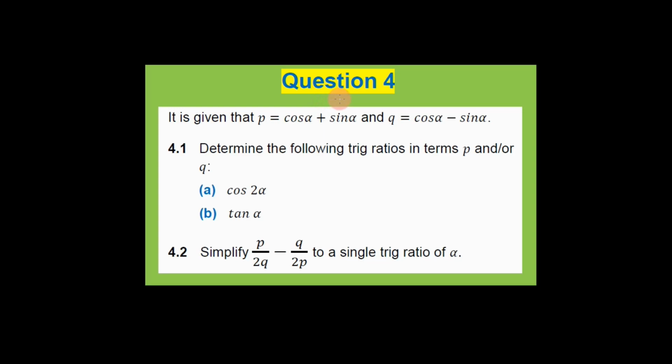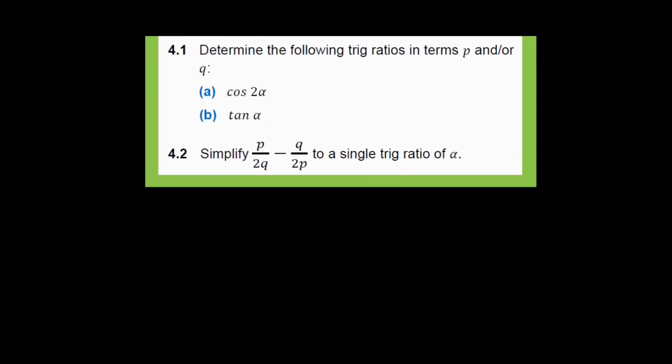So in question 4, we are given 2 equations for P and Q respectively. And we have to find the trig ratios given below, in other words cos 2 alpha and tan alpha in terms of P and/or Q. So let's have a look at this.